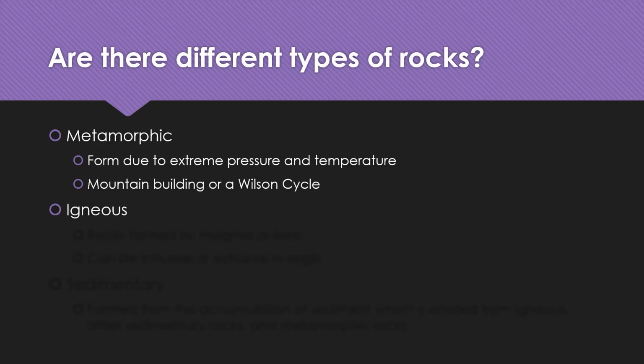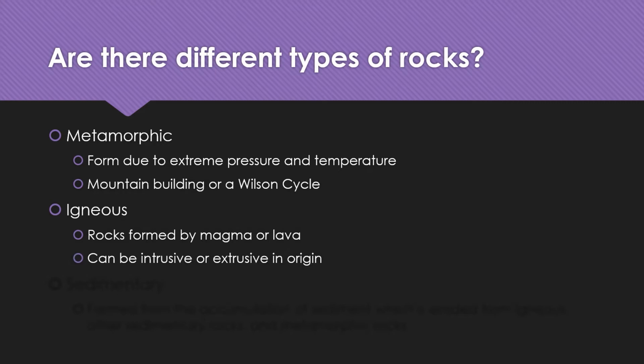Then we have igneous rocks, which are formed by magma or lava. Magma is molten rock that is inside of the earth, whereas lava is when it comes outside, like during a volcanic eruption. They can be intrusive, so inside of the crust, or extrusive, on top of the crust in origin.